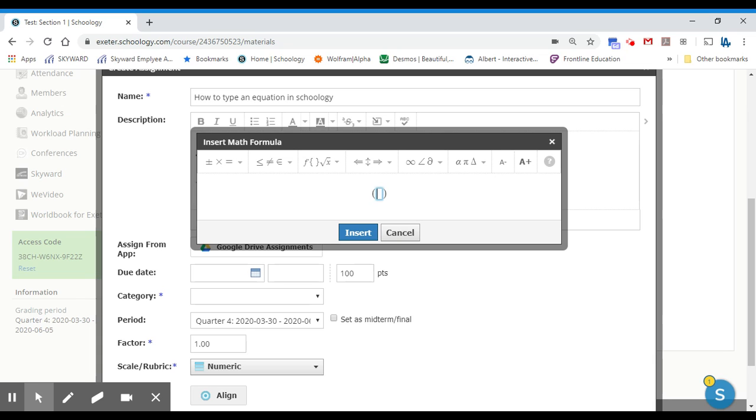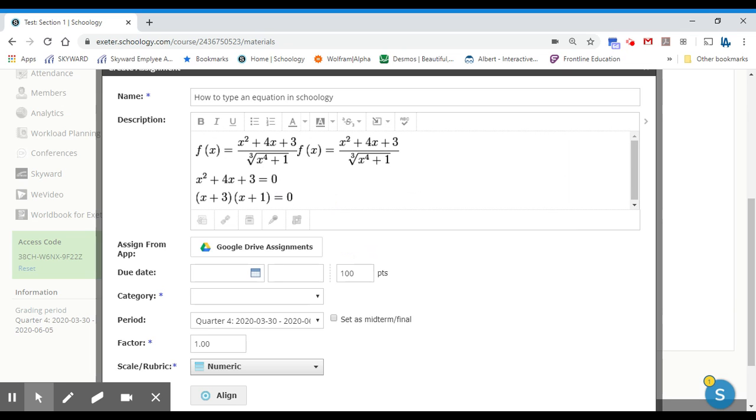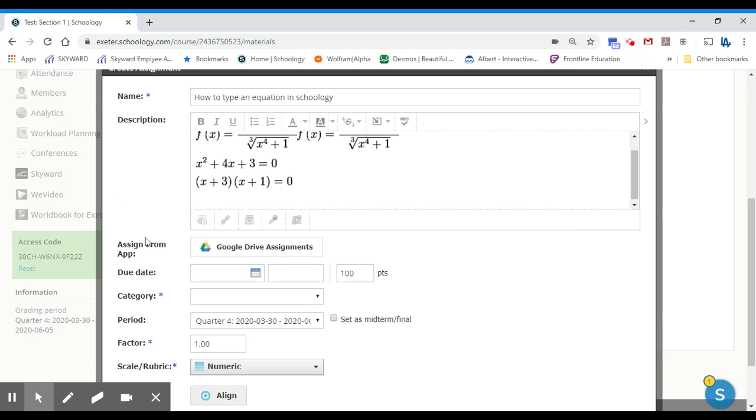So I have x plus 3, x plus 1 equals 0. And then you get the idea. Then I can just write my solutions down here, x equals -3, x equals -1. So hopefully that helps. So happy calculusing.